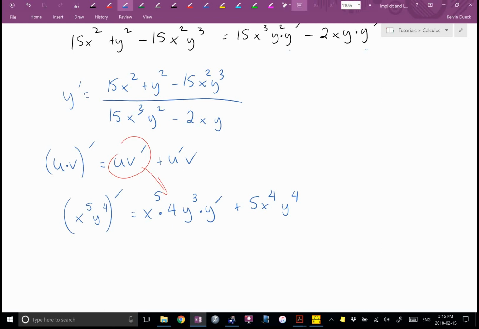Product rule: rewrite the first term, derivative of the second term, times derivative of the first term, rewrite the second term. Chain rule: start on the outside, rewrite what's inside, times the derivative of what's inside. Oh, there's more stuff inside? Do the chain rule again. Rewrite what's... That's why it's called the chain rule.